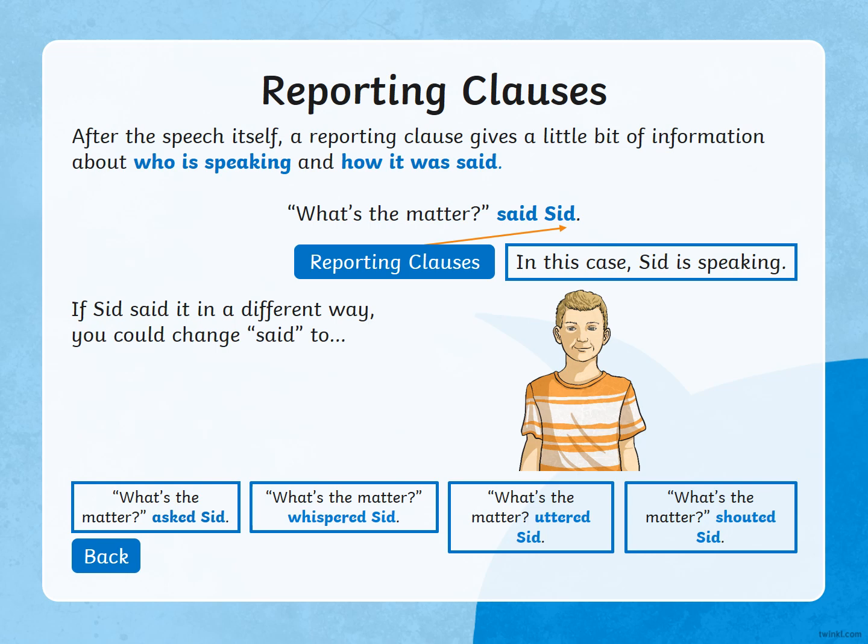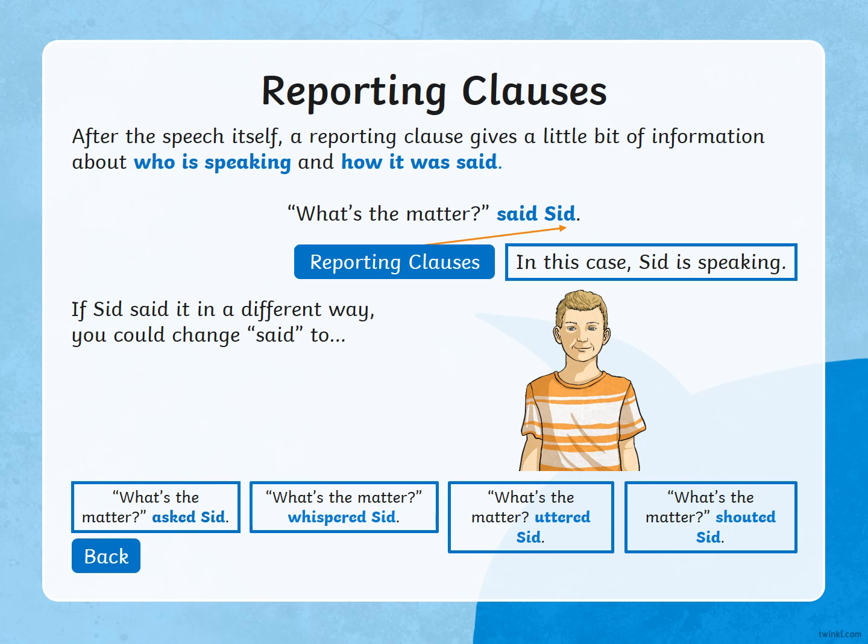Now, a little bit more information about the reporting clauses. After the speech itself, a reporting clause gives a little bit of information about who is speaking and how it was said. So again, in our example here, "What's the matter?" said Sid. Our reporting clause is said Sid. It's telling us that Sid is speaking. He's actually saying, "What's the matter?"